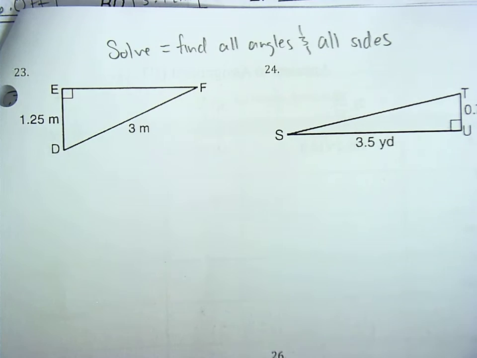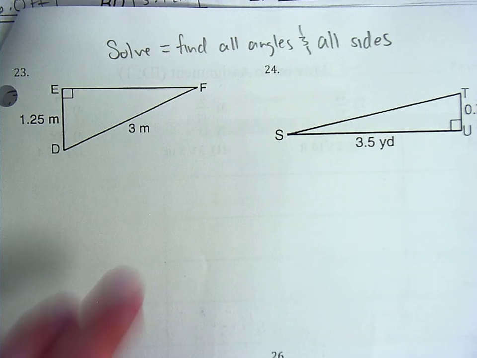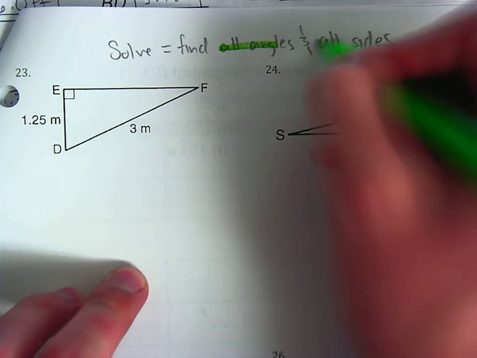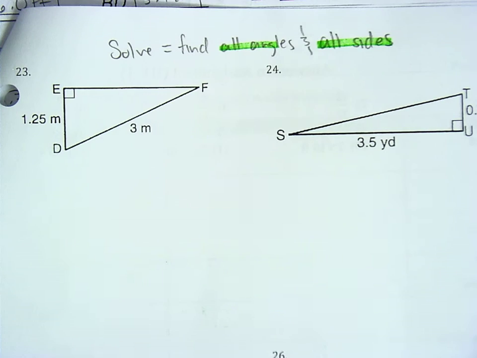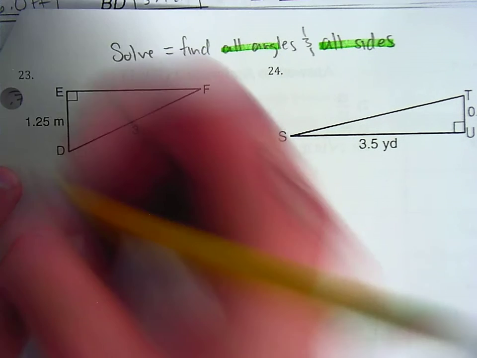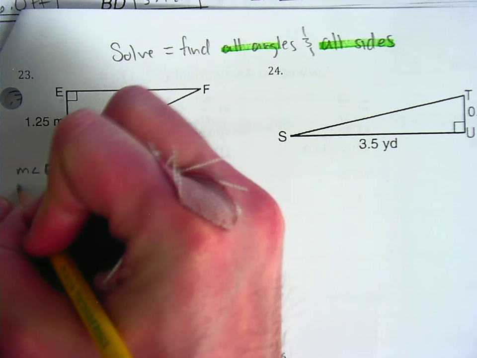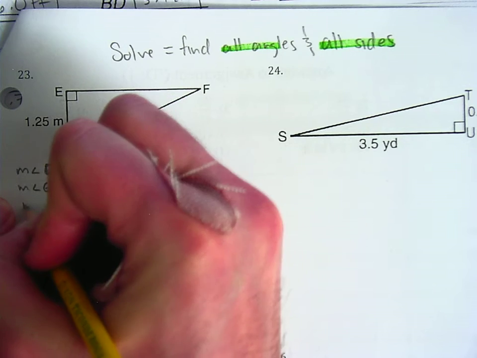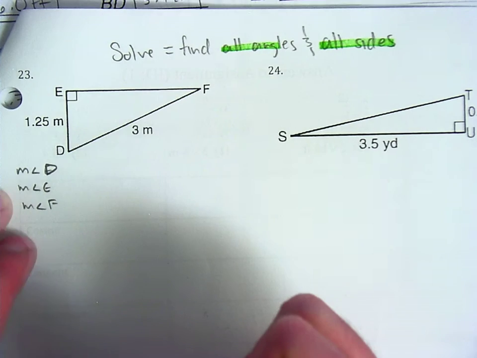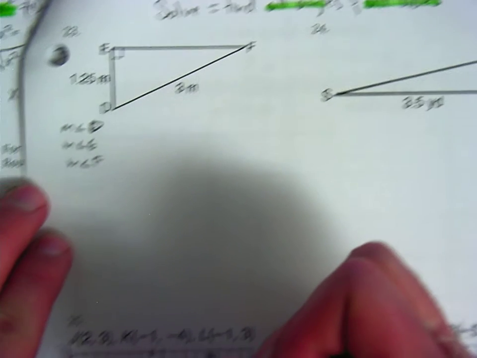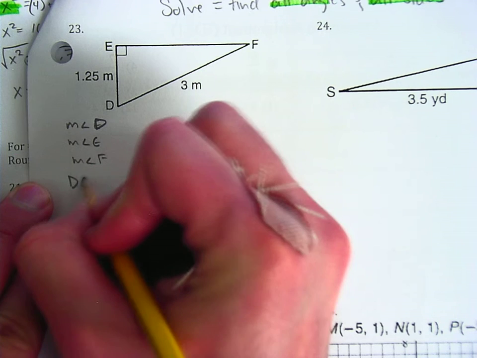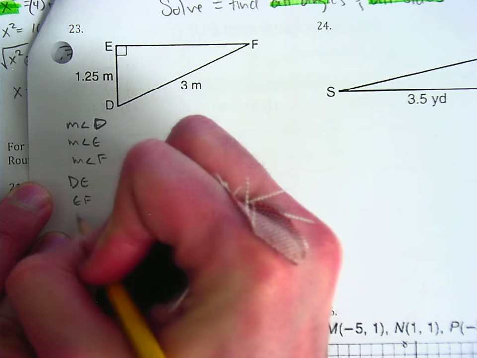Alright, so again, for 23 and 24, we're just solving these right triangles. And remember, that just means we're finding all angles and we're finding all sides. So here's our triangle DEF. We just want to find the measure of angle D, measure of angle E, measure of angle F. And then we want to find all sides. So we want to find DE, EF, and FD.